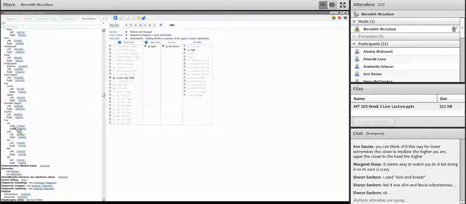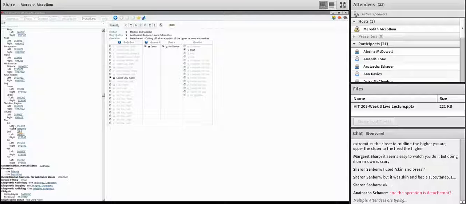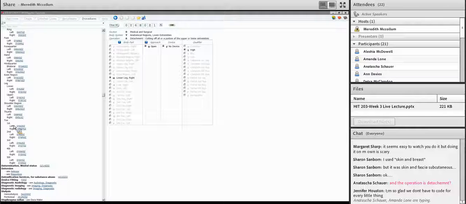It's not always cut and dry and easy to read, trust me. Yes, that's correct. It's detachment. And then it's lower leg, right lower leg, extremity, and then it was open, and then it was high in regards.